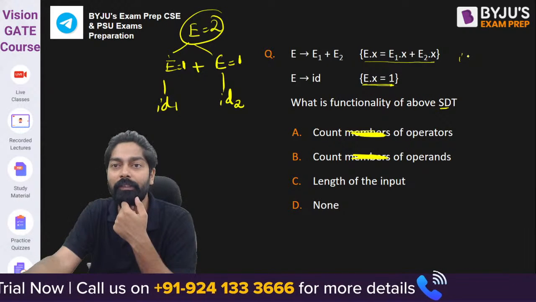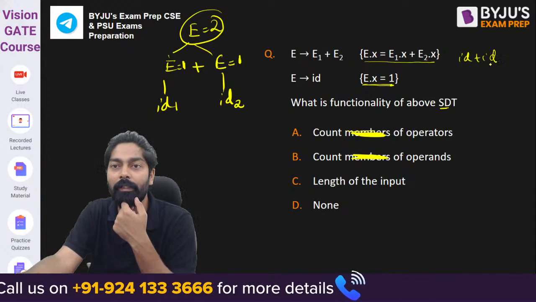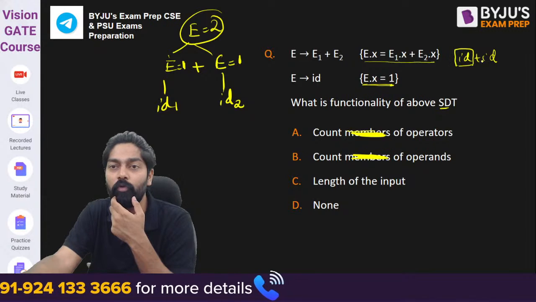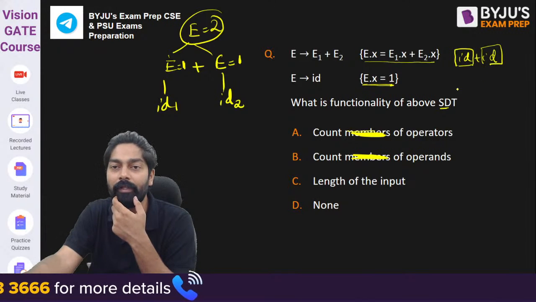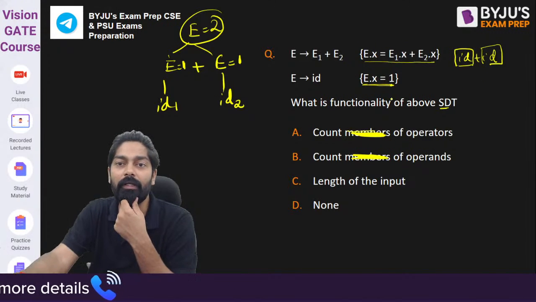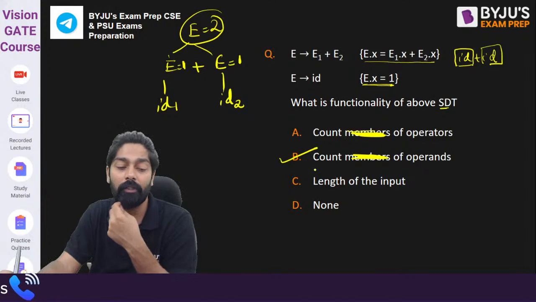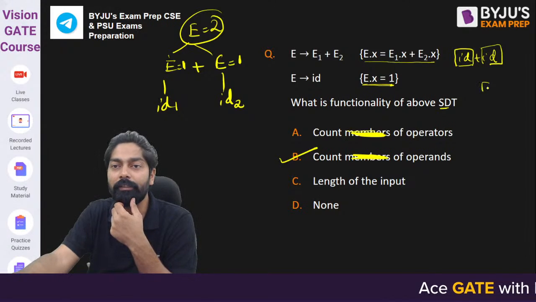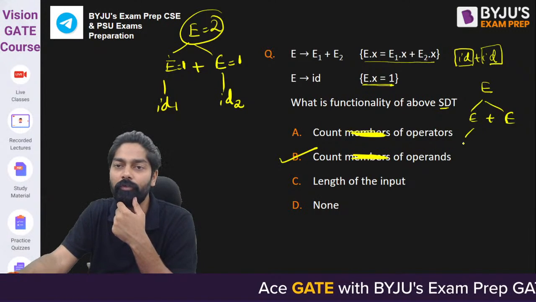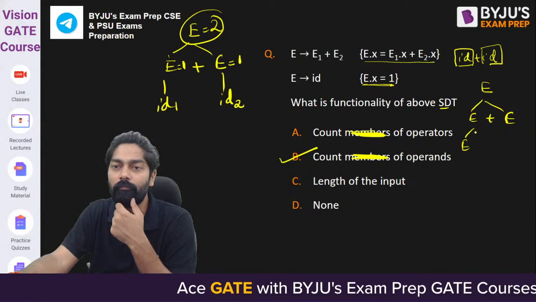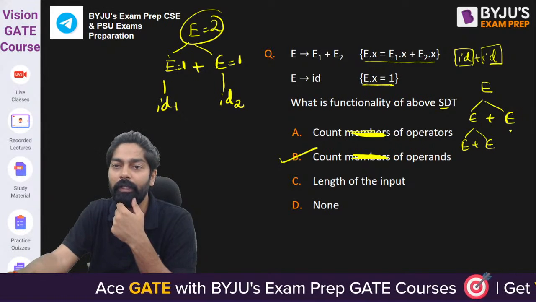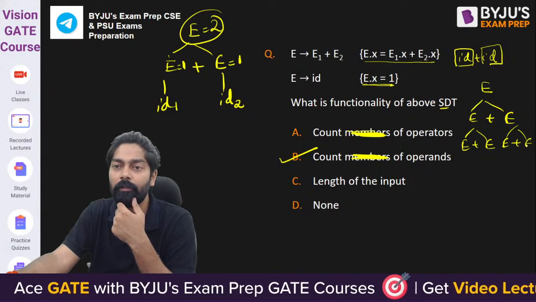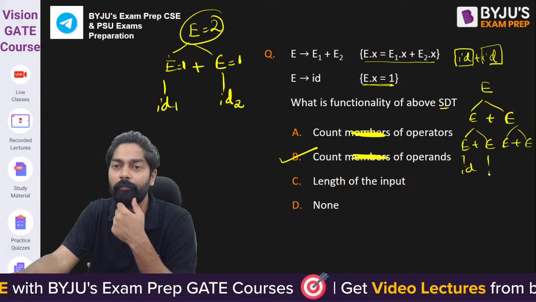So id plus id is counting the number of operands. We have 2 operands here, so that's why it will give 2. So it is nothing but counting the number of operands, not the length of the input. If you want, you can take this: e goes to e plus e, and e goes to id.